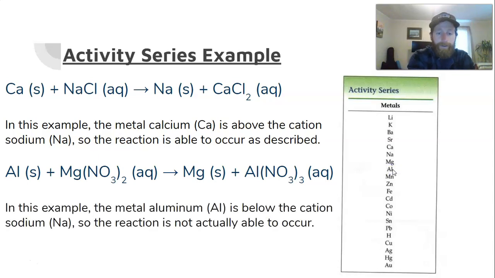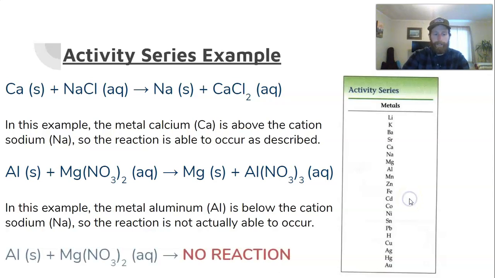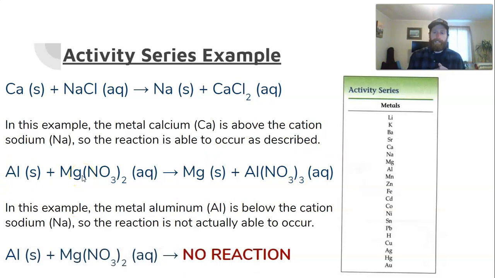In this example, the metal aluminum is below the cation magnesium. Oops, that's supposed to say magnesium. Sorry about that. So the reaction is not actually able to occur. And so what I would ultimately write in actuality for this is something like this. Al plus Mg(NO3)2 yields no reaction. These products are not able to form because aluminum is not more reactive than magnesium.